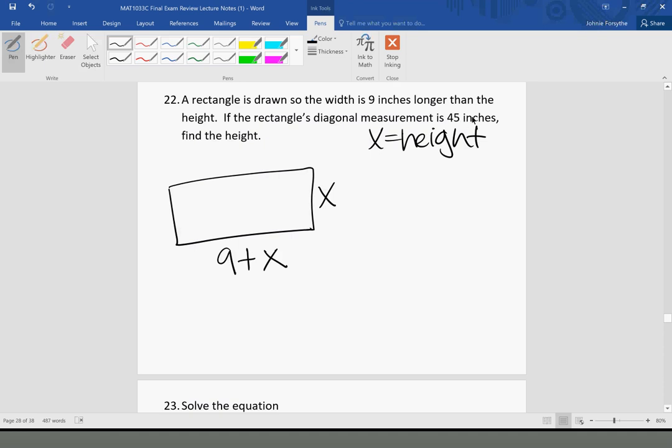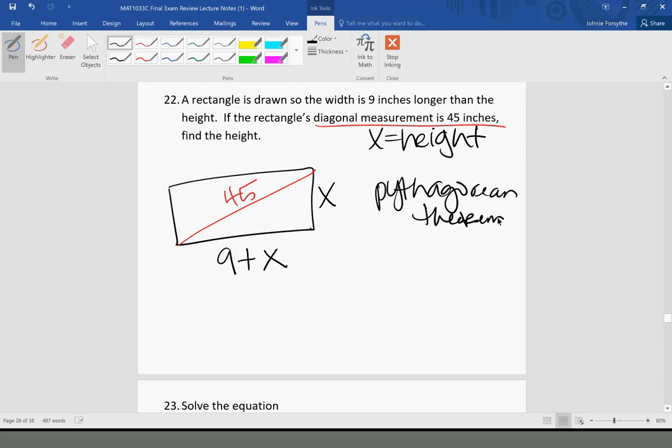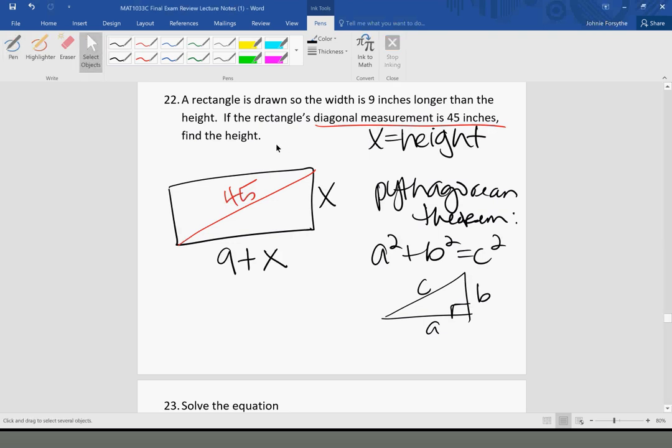If the diagonal's measurement is 45 inches, so that is from here to here, is 45 inches, find the height. So we're going to use Pythagorean theorem. And that is a squared plus b squared equals c squared. And if you have a right triangle, your a and b will be your legs, and c is always your hypotenuse. I'm going to need some room for this one.